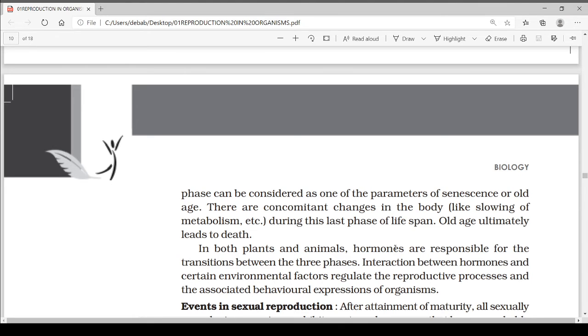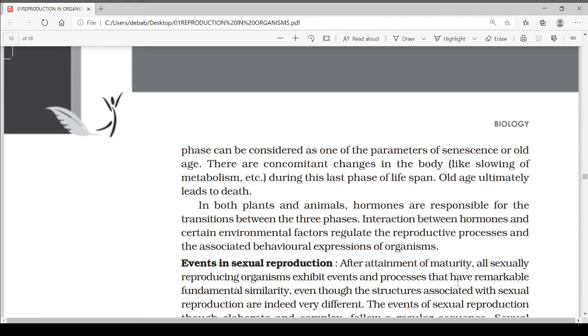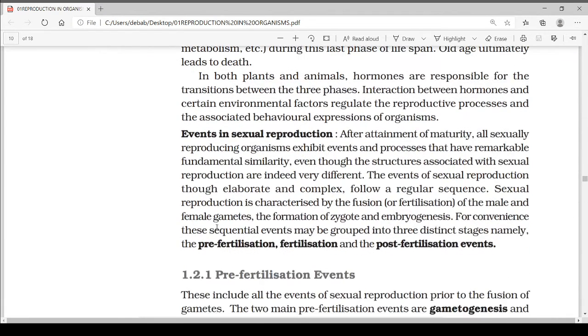In both plants and animals, hormones are responsible for the transition between the three phases. Interaction between hormones and certain environmental factors regulates the reproductive processes and the associated behavioral expression of the organisms. After attaining maturity, all sexually reproducing organisms exhibit events and processes that have remarkable fundamental similarity, even though the structures associated with sexual reproduction are indeed very different. The events of sexual reproduction, though elaborate and complex, follow a regular sequence.